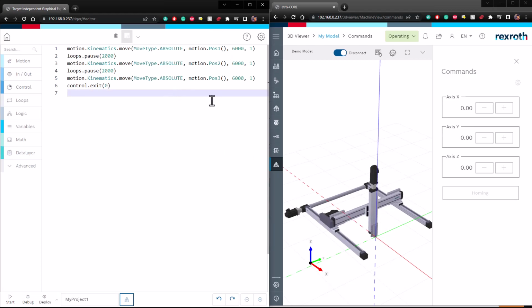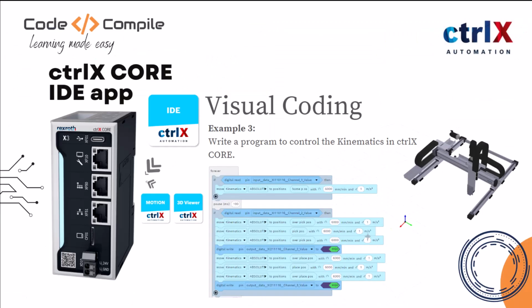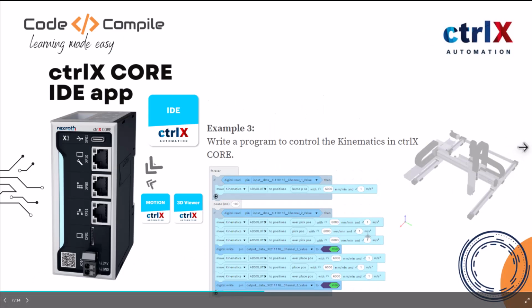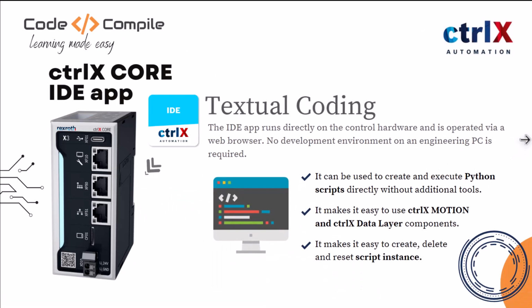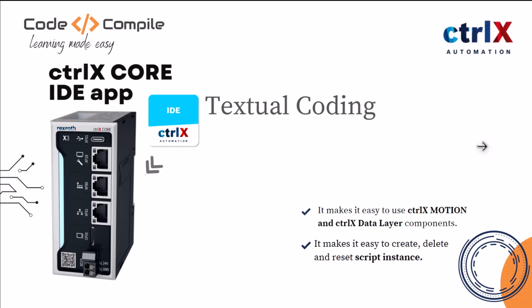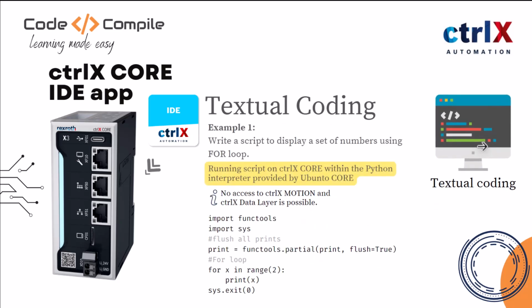Alright, in the next example, let's see what we have more in this video. In the next example, we will talk about textual coding. Now textual coding is basically for application developers. In this case, this is used to execute Python scripts directly without additional tools. So it also makes it easy to access ctrlX motion and ctrlX data layer. So how to use this textual coding? Let's see some examples. Let's begin with the first example. Write a script to display a set of numbers using a for loop.